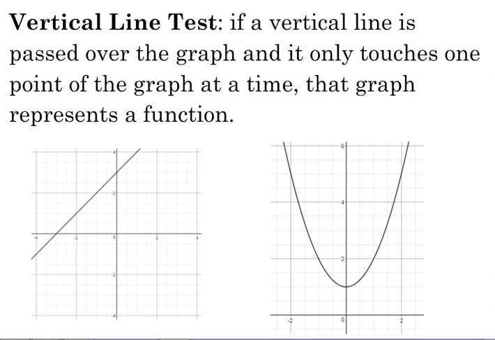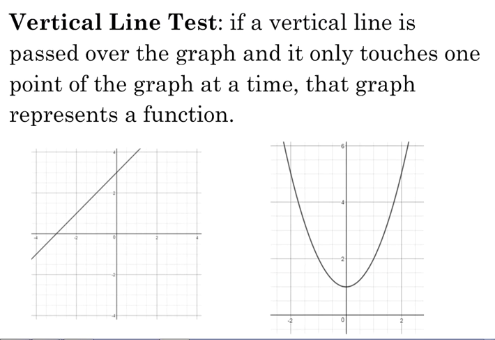The vertical line test says that if a vertical line is passed over the graph and it only touches one point of the graph at a time, that graph represents a function. Okay, so that's our vertical line test. It's not a very formal definition, but that is a definition of the vertical line test. So if we take a vertical line, we pass it over our graph, it only touches the graph at one point at a time, then that graph is indeed a function.